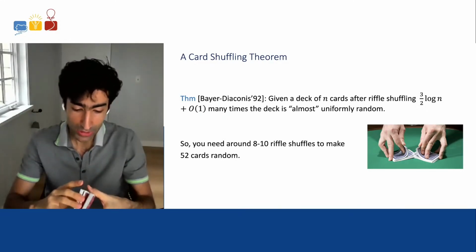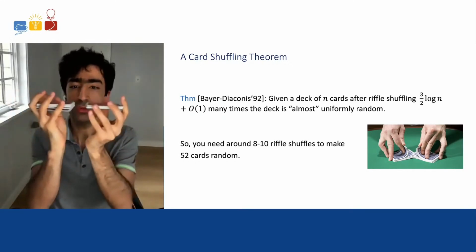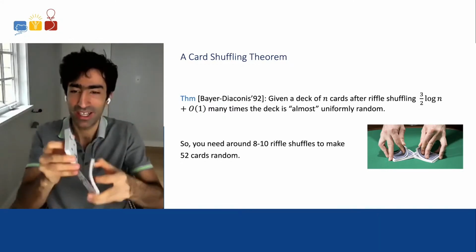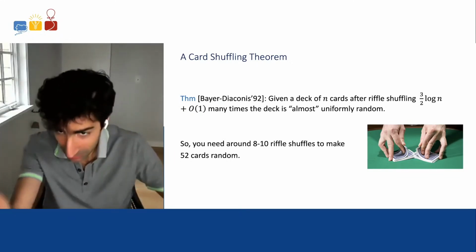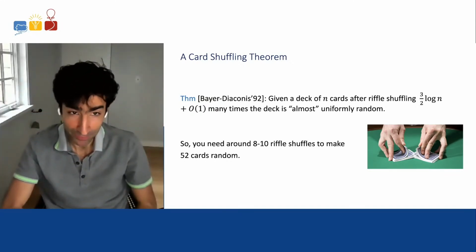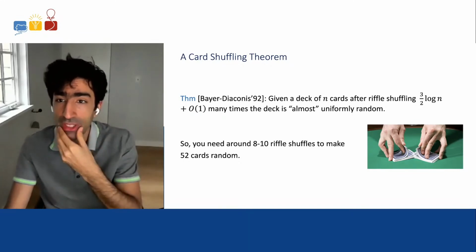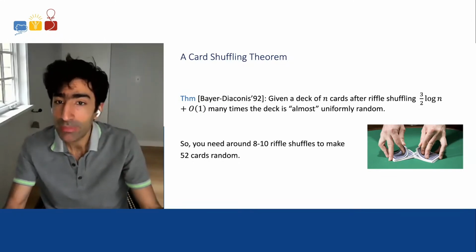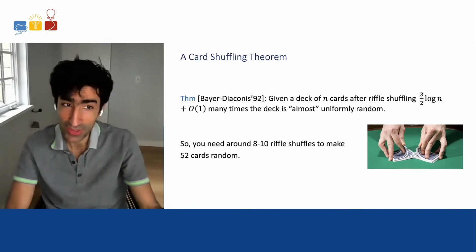A nice way you can do it is this procedure called the riffle shuffle, where you divide the deck into 2 sides. It's hard for me to perform under the camera, but you do something like what the host is doing in this picture. This operation is called the riffle shuffle. What they proved is that if you do this operation about 3/2 log n times, plus maybe 1 or 2 more, then the deck will be almost uniformly random. Okay, so this is a very interesting theorem.